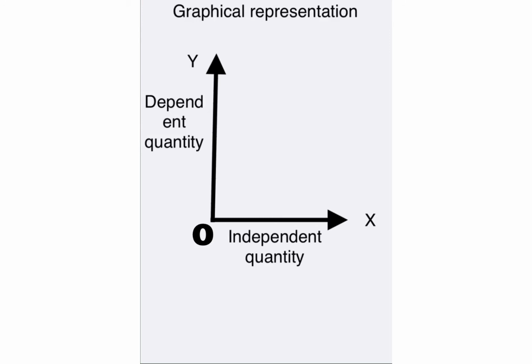Now whenever you are plotting a graph, two quantities are plotted. From these, the independent quantity is taken on the x-axis and the dependent quantity is always taken on the y-axis. This you have to keep in mind: dependent quantity on the y-axis and independent quantity on the x-axis.